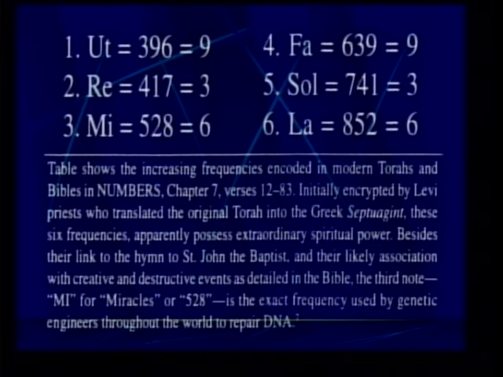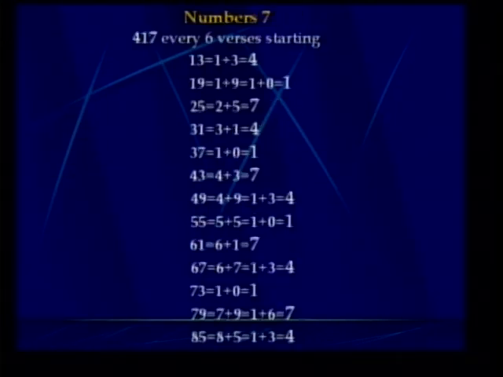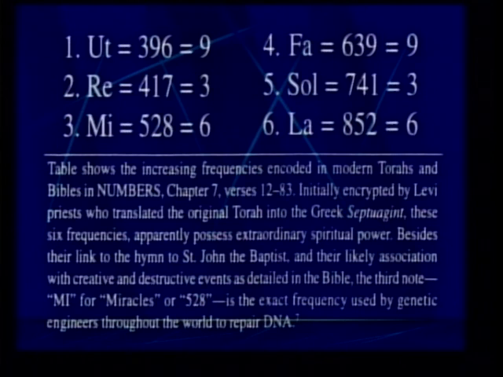Now, if you keep going in that chapter, I only showed you 2. But if you go now to verse 14 and verse 20 and verse 26, what do you get? Verse 14, 1 plus 4 is what? 5. 20 is 2. And 26 is 8, right? That is the frequency of mi, 528. If you do that all through the whole text, you're going to come up with those numbers that you see on the screen right now.